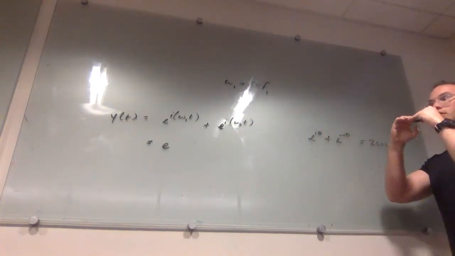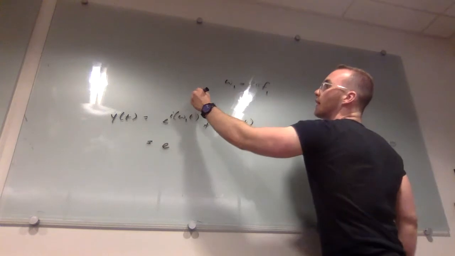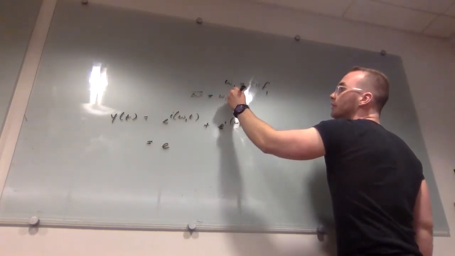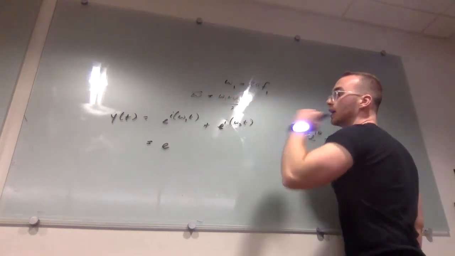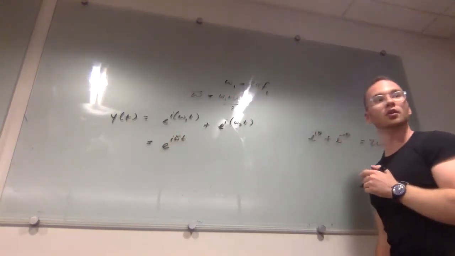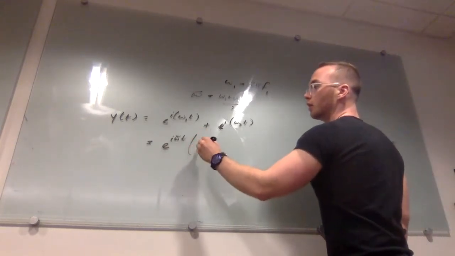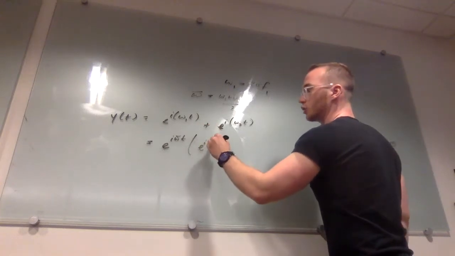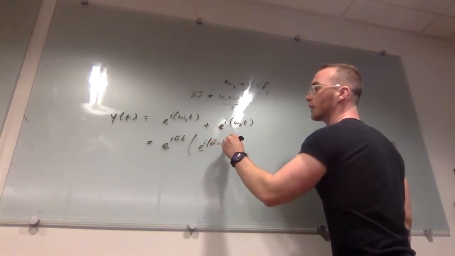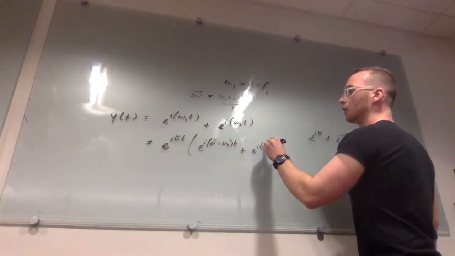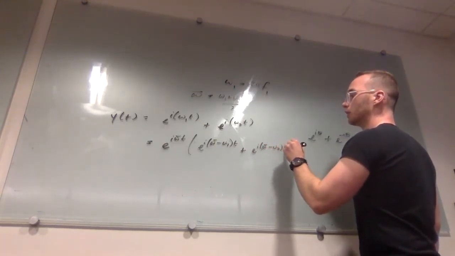And then we get, let's say, omega bar, which usually means average, right, is (omega 1 plus omega 2) over 2. If we factor out e to the i omega bar t, we get e to the i (omega bar minus omega 1) t plus e to the i (omega bar minus omega 2) t.